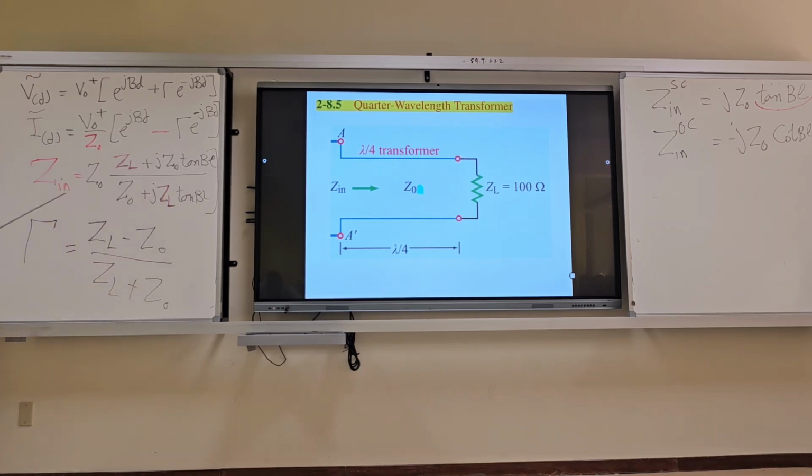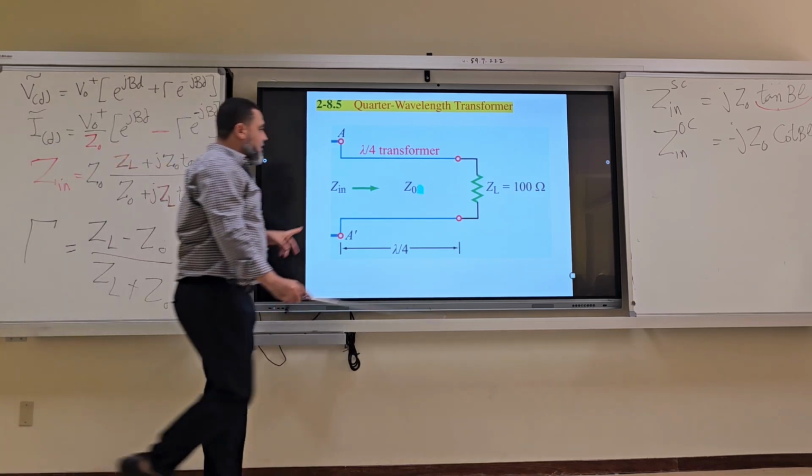What will be Zin? If the line is lambda over 4, the tan is infinity. So this term will disappear, right? In the equation, this is Z0 squared over Zin. Since this is infinity, these two terms disappear, and it will be Z0 over Zin. In case the line is lambda over 4.